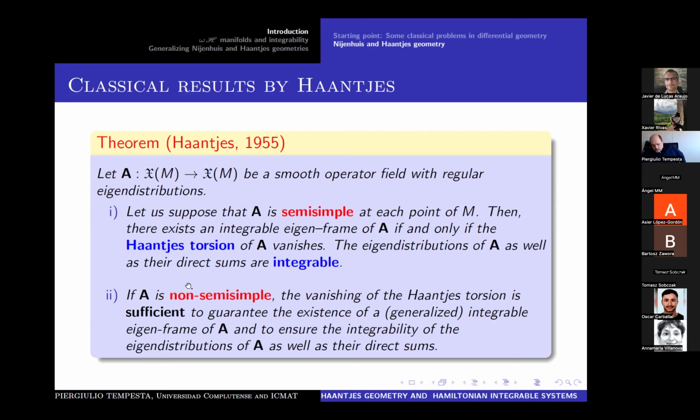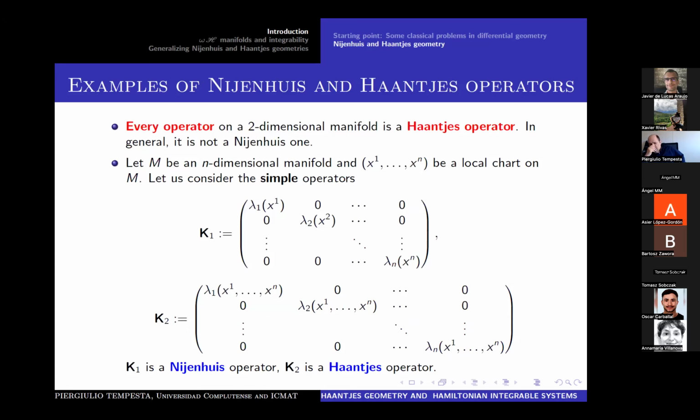What happens in the more general case when A is non-semi-simple? So we don't have a basis of eigenvectors. Then in this case, the vanishing of the Haantjes torsion is just sufficient, not necessary, to guarantee the existence, once again, of a generalized integrable eigenframe, and also is sufficient to ensure the integrability of eigendistributions and direct sums of them. So in other words, if the operator is semi-simple, the criterion of Haantjes is definitive, the ultimate criterion with a necessary and sufficient condition. Whereas if A is non-semi-simple, the vanishing of the Haantjes torsion is just sufficient to guarantee the integrability of the eigendistributions.